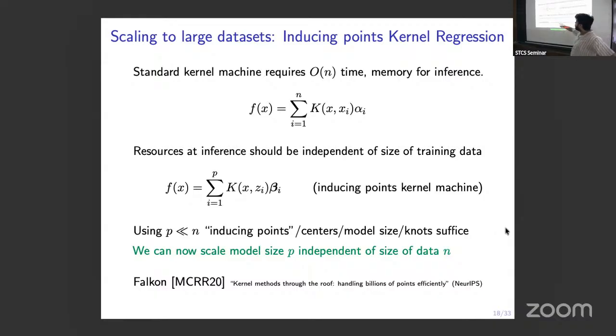And we'd have a budget for what P is, right? P is related to how many resources you have at inference time, whereas n is how much data you have at training time.